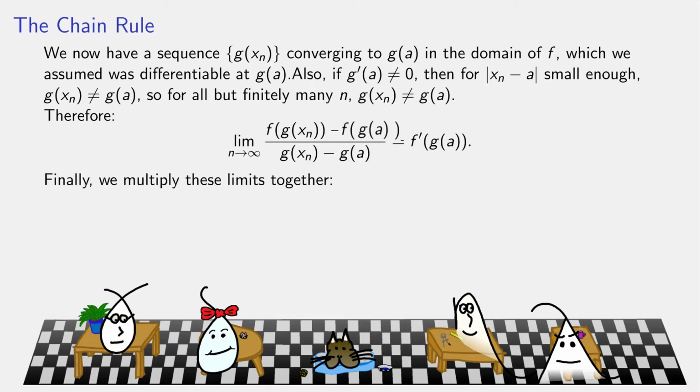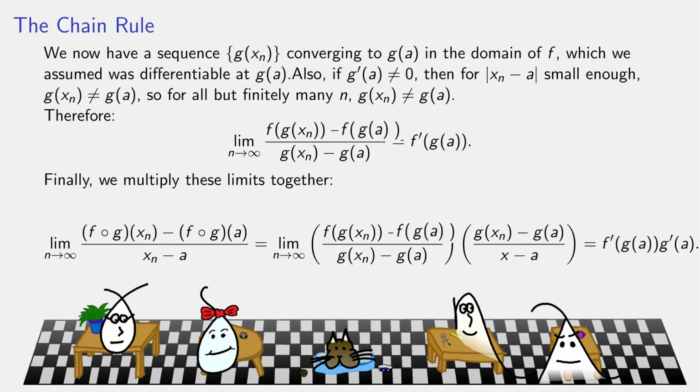Now, since we assumed that f had a derivative at g(a), and g(x_n) is now a sequence of points converging to g(a), the limit overall exists, therefore it exists for any sequence converging to g(a), and therefore this limit must be f'(g(a)). And since this limit and the one on the previous slide both exist, we can multiply them together. So starting from the left, we have the difference quotient for f composed with g. But what does that difference quotient evaluate to? Well, it just evaluates to this here.